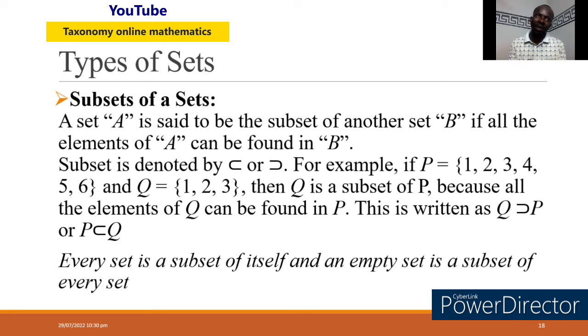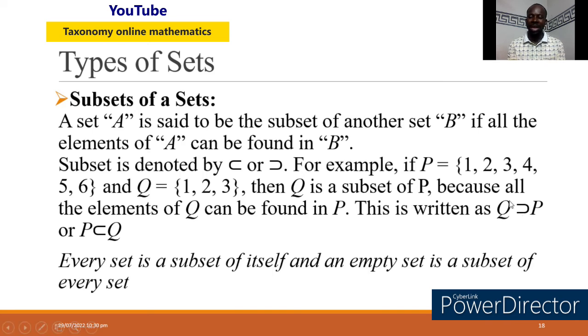But in this case, I'm referring to if I have counting numbers, as we are seeing for set P: 1, 2, 3, 4, 5, 6. Then the set Q: 1, 2, 3. Then Q is going to be a subset of P because the elements of Q are derived from the elements of P. So the symbol, as we are seeing, is being used to mean "is a subset of".